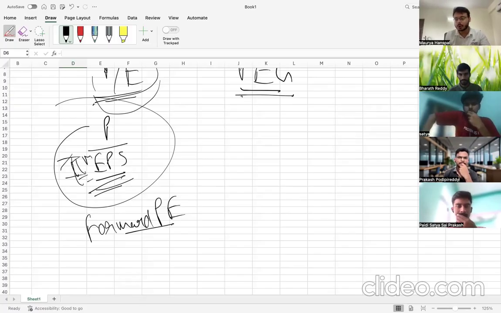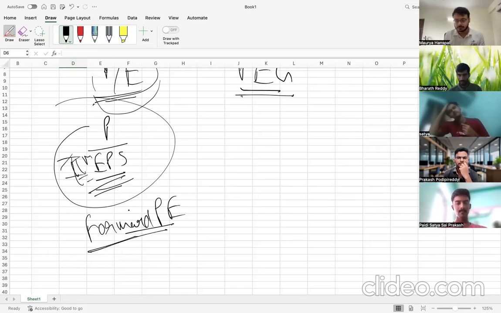So what do we mean by the forward PE? The forward PE is basically telling you that in future, now this forward PE can be calculated based upon like 1 year forward PE or 2 year forward PE. Max to max they calculate based upon 2 year forward PE. But logically the 2 year forward PE doesn't make much sense. 1 year forward PE is fine.